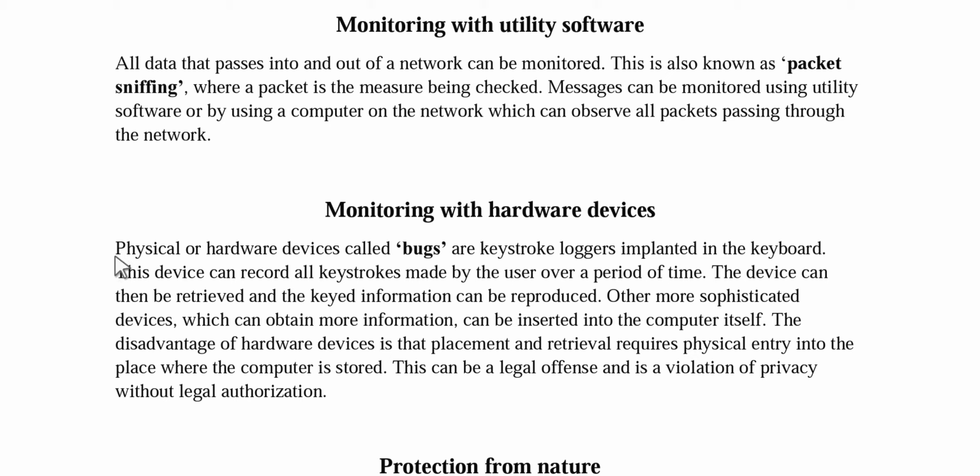One example is a physical or hardware device called bugs, which are keystroke loggers implanted into a keyboard. This device can record all keystrokes made by the user over a period of time. So as you type in your password or as you type a document, every key that you press on the keyboard is recorded by the keystroke logger. Then, after some time, the device can then be retrieved and the keyed information can be reproduced.